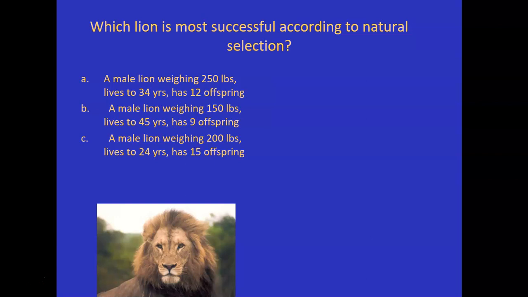Okay, welcome back. So we've got three things that are varying between these three lions. There's the weight, there's how long they live, and how many offspring they have. Guess which one is most successful in terms of evolution, in terms of natural selection? It's not the biggest, it's not the oldest, it's the one that has the most offspring. The reason being that success in evolution is measured by how many genes you pass on to the next generation. And that's based on how many offspring you have. Okay, so the correct choice here would be C.